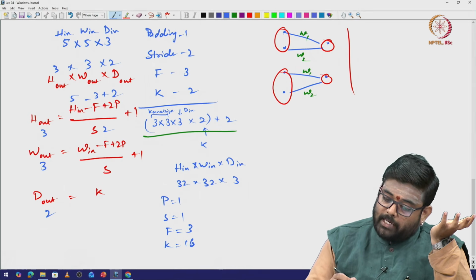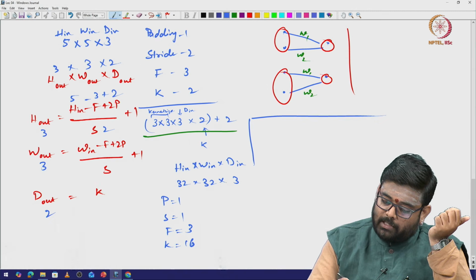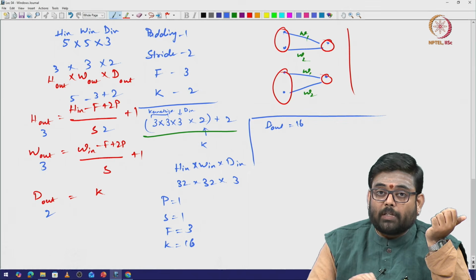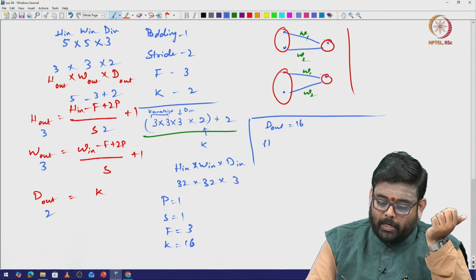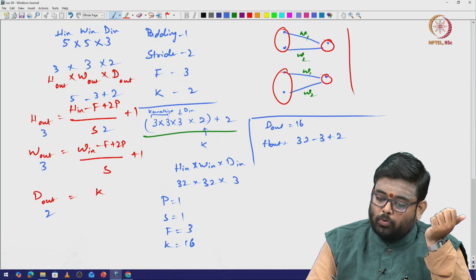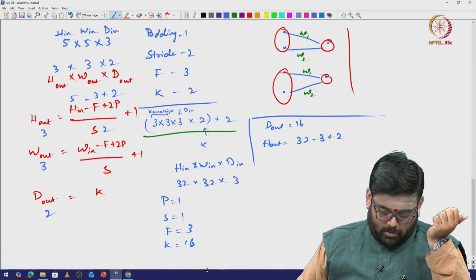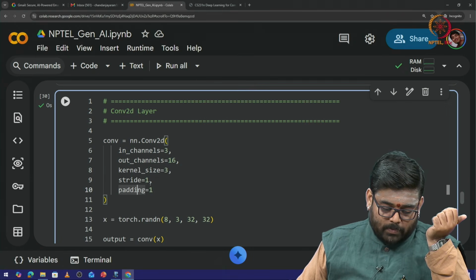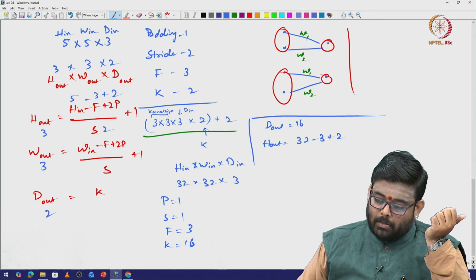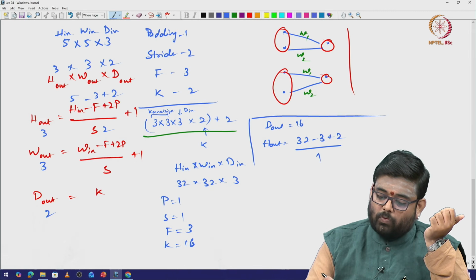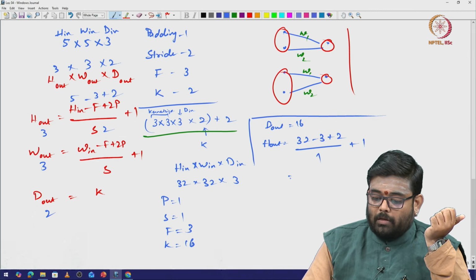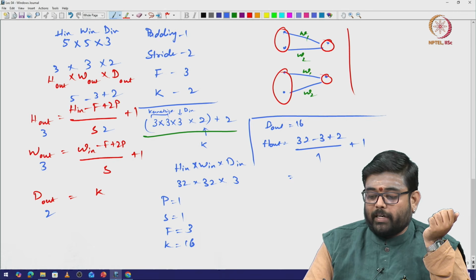So now what will be the output size? We want to compute the output size. Now D out is fixed, this is 16, no problem. So now H out equals H in, which is 32, minus F is 3 plus 2 times the padding 1, divided by S is 1, plus 1. Now this is 29 plus 2 is 31, 31 plus 1 is 32.